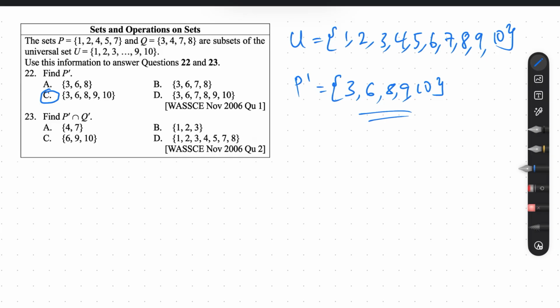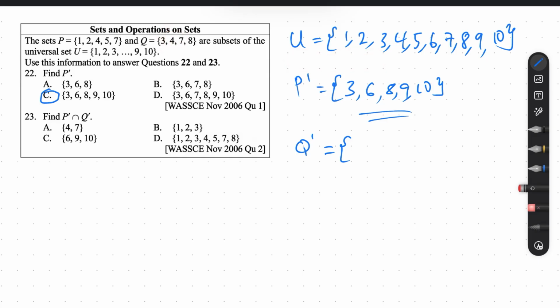The next question says find P complement intersection Q complement. Okay, so we already have P complement here, so what we need to do is to find what? Q complement. So let's do that. Let's open the bracket for Q complement and then we find it. So we need to do the same thing we did for P complement, right? So we look at the universal set and check the elements that are in the universal set that cannot be found in Q, that will be called Q complement.